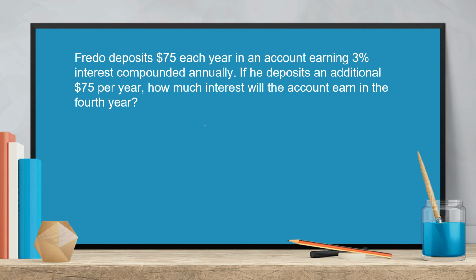All right, let's look at another one. Frito deposits $75 each year into an account, earning 3% interest compounded annually. If he deposits an additional $75 a year, how much interest will the account earn in the 4th year?